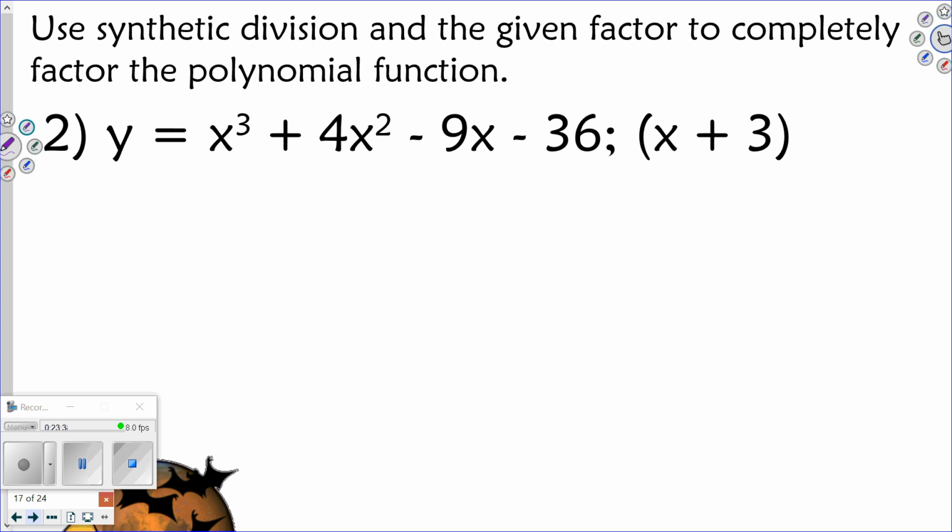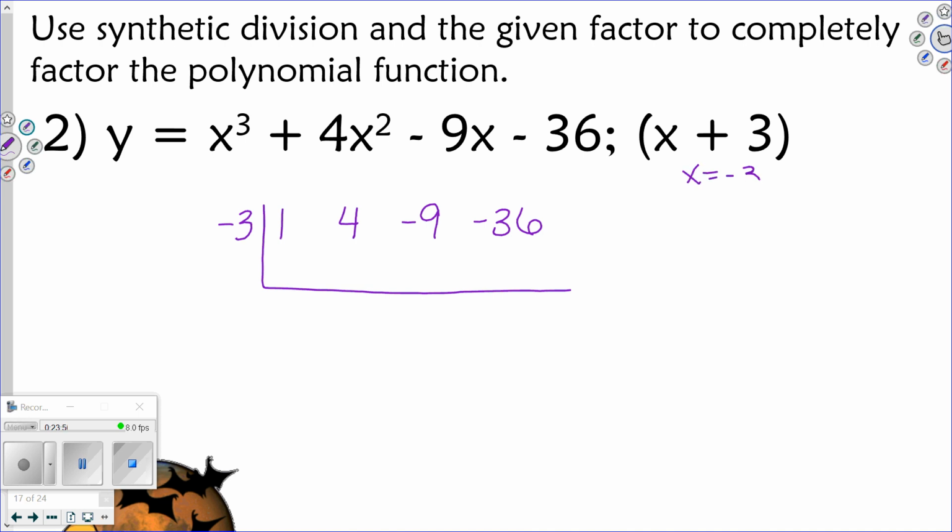All right, here we go. Let's set up. Anything missing? No. Okay, so 1, 4, -9, -36. We're dividing by -3, because again, x equals -3. All right, drop down the 1. All right, go through your synthetic.